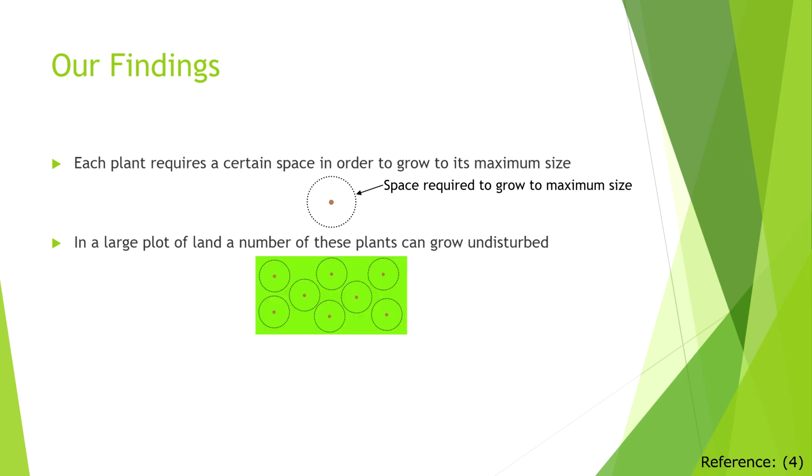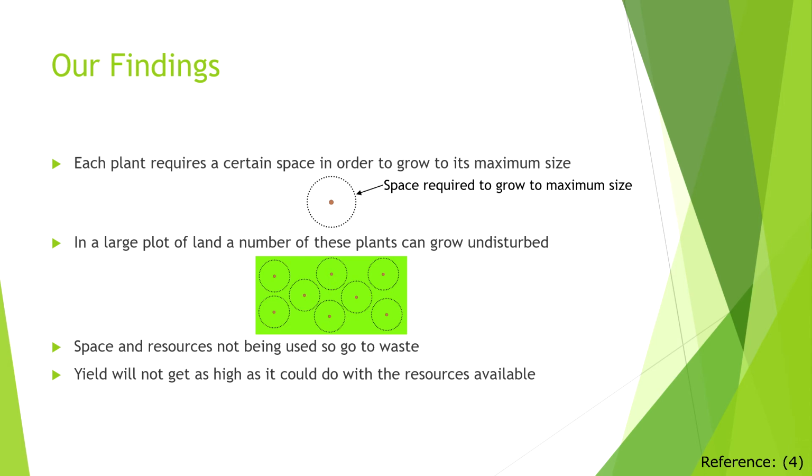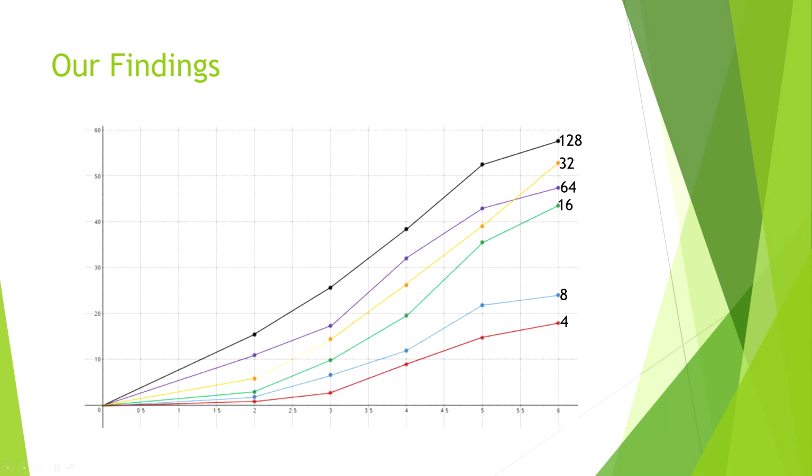Although this technique allows plants to consistently grow to as large as possible, there is space and other resources that are not being used, so are going to waste. This means the yield will not reach as large as it could do with the resources available. From our data, we observe that with 4 and 8 plants per plot, there is a significantly lower yield compared to 16 to 128 plants per plot, since at these lower population densities they are not yet completely using up all the resources available, so the yield will not become as large.